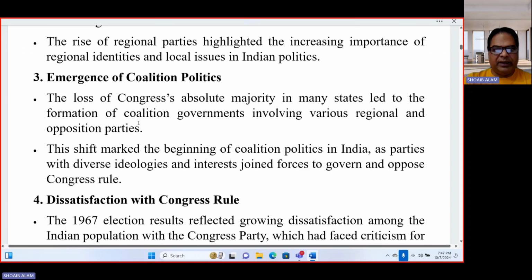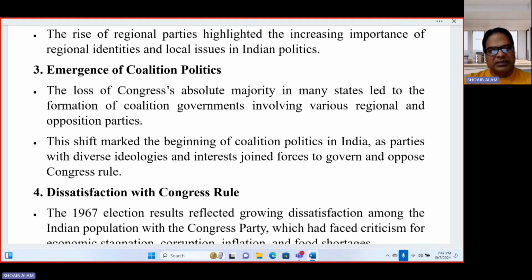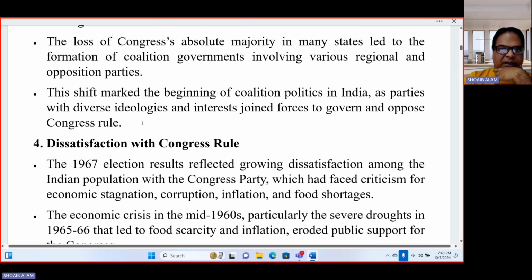Then number three, the importance of election 1967 is the emergence of coalition politics. So here also we saw Congress started losing absolute majority in many of the states. So in order to be in power, they started entering into coalition governments in various regions of our country. In many of the states, Congress formed government, but with the help of other regional parties. And in many places they had to face tough competition from the opposition regional parties. This shift marked the beginning of coalition politics in India.